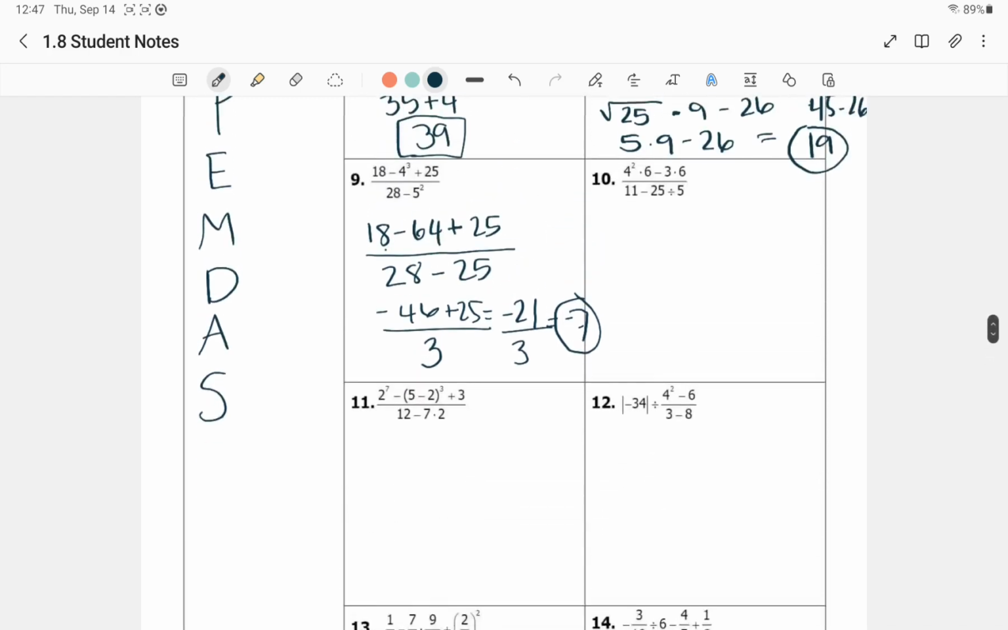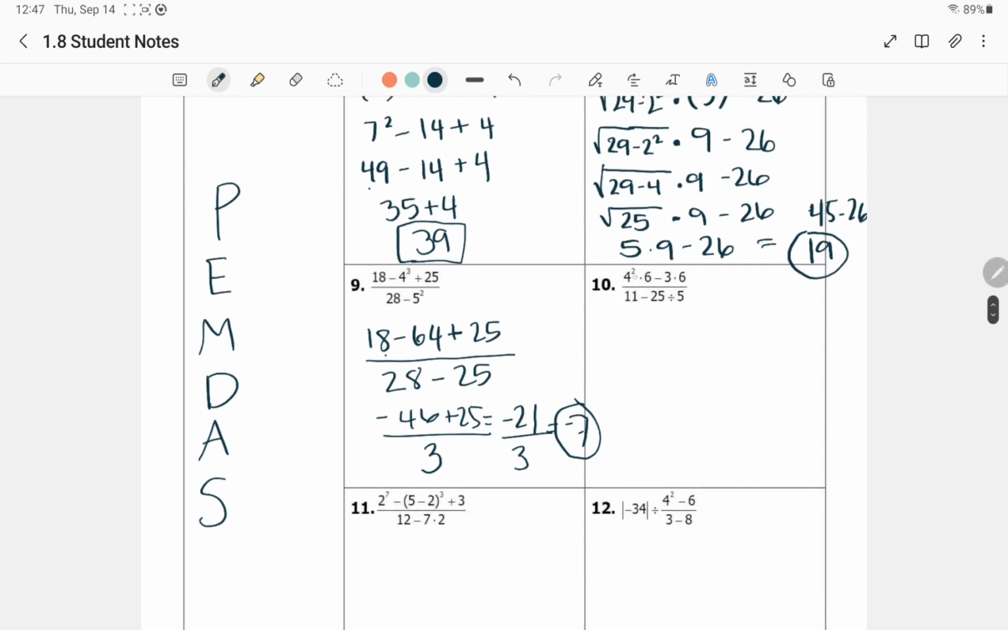So we've got a few more. All right, I will keep going. All right, I see some exponents. Let's get those done. 4 times 4 is 16 times 6 minus 3 times 6 all over 11 minus 25 divided by 5. Okay, so I see some multiplication on top and division on the bottom. I'm going to do all those things first because we had no parentheses. I've already done the exponent. Multiplication and division, not one comes before the other. You just do left to right, and then you do adding and subtracting last.